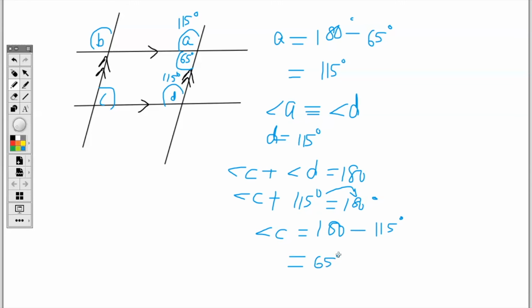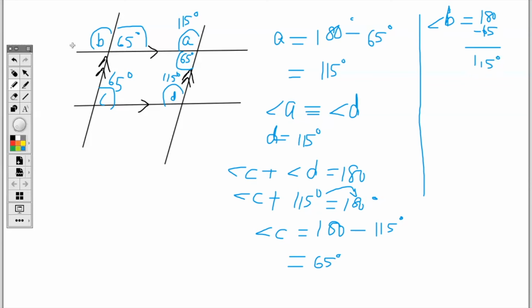Remember, I stated that because I have two angles in between two parallel lines, that's why it's an interior angle. Now, I can find angle B two ways. This is corresponding to this side, so this is 65 also. Angles on a straight line add to give me 180. So to find B, angle B will be equal to 180 minus 65 to give me 115 degrees.